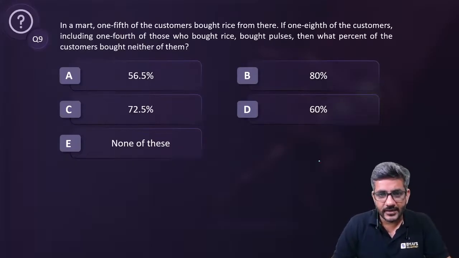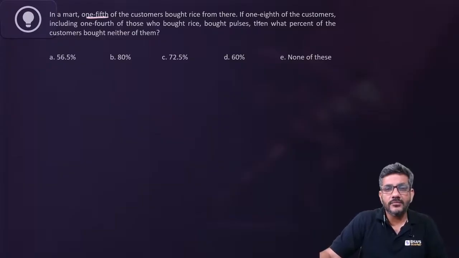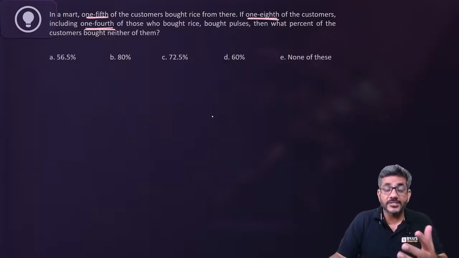Okay, let's do it. So the question says, in a mart, 1/5 of the customers bought rice from there, 1/8 of the customers, including 1/4 of those who bought rice, bought pulses. What percentage of the customers bought neither of them? My way of doing these questions, an easier way, which I feel.